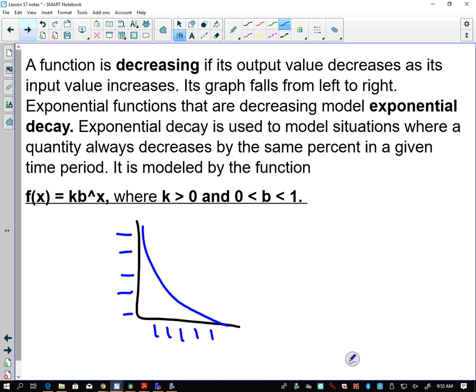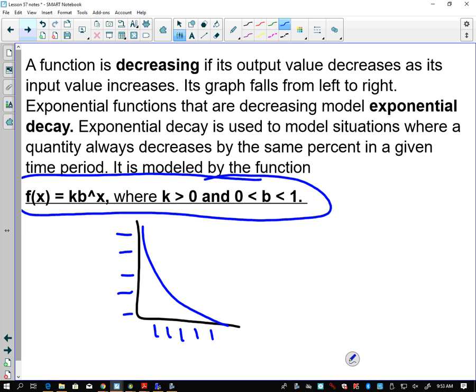Exponential functions that are decreasing model exponential decay. Exponential decay is used to model situations where a quantity is always decreasing by the same percent in a given time period, and it's modeled by this function. Notice that it's exactly the same in terms of its general form: y equals k times b to the x. But we'll see that there's something different about my k value.